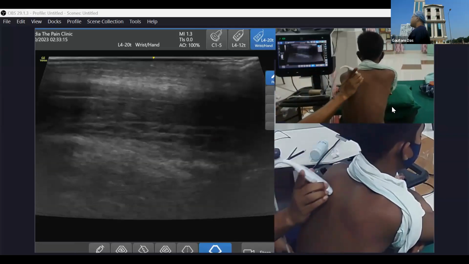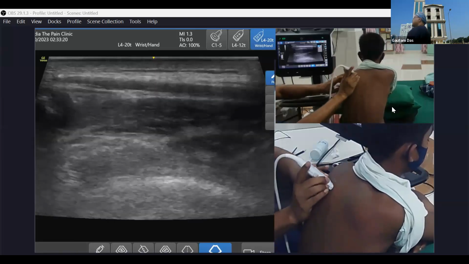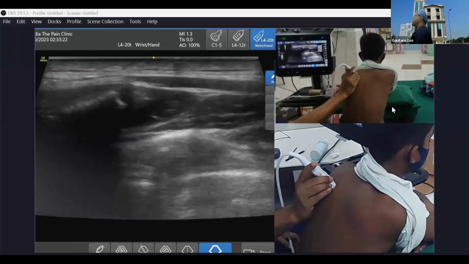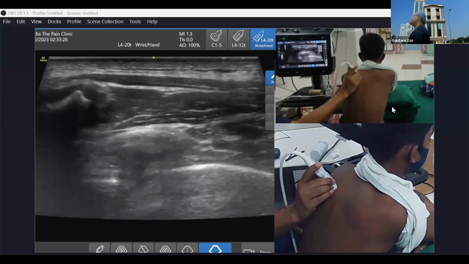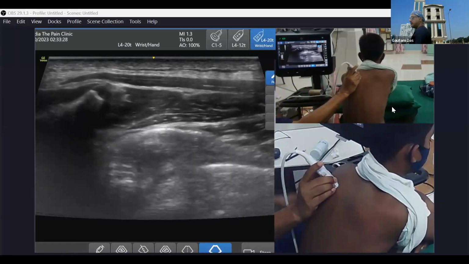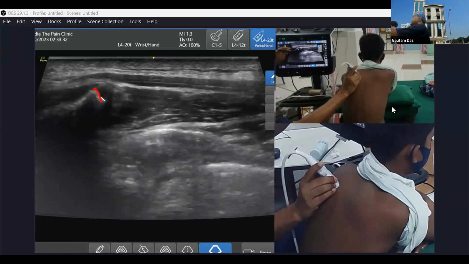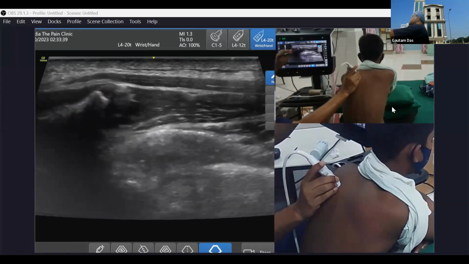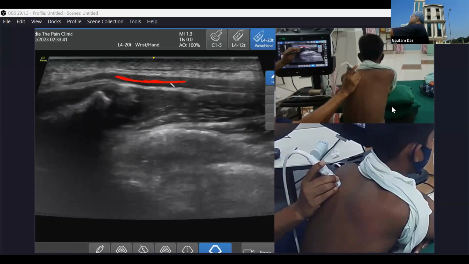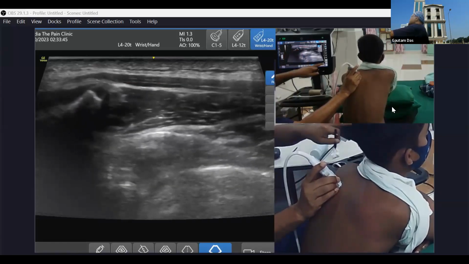So I'm holding the probe here. Spine of the scapula, I'm going above. So I can see this layer of muscle, the most top muscle. On the left hand side, this is your medial edge of the scapula. This is the supraspinatus fossa. So this is your trapezius.